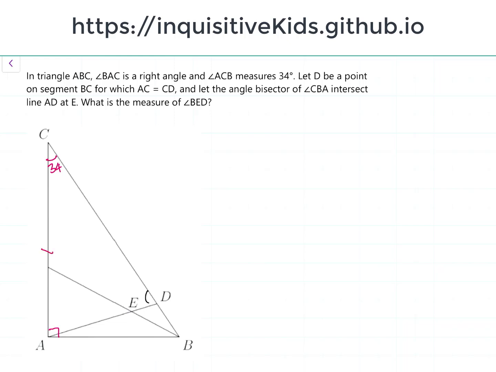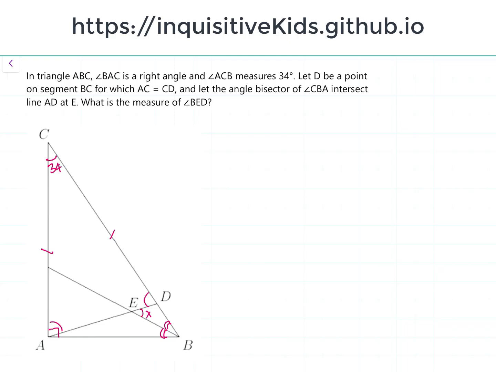Point D is a point on segment BC for which AC is equal to CD. Oh, so here we have an isosceles triangle, and we know that these angles are the same. And let the angle bisector of CBA intersect AD at E. Oh, so we know that this is the angle bisector for CBA. Therefore, both sides of this angle must be the same. What is the measure of angle BED? So what is the measure of this angle right here? We'll call it angle X.